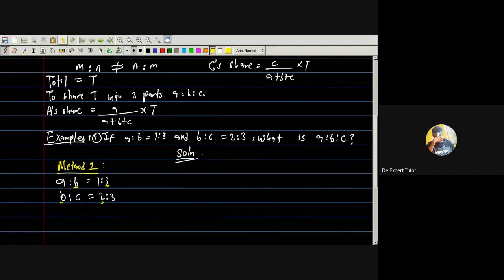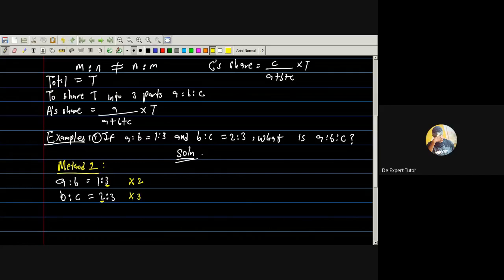Exactly. Now, since you spotted the ratio of B, try to make these two numbers the same. What do you do to make them the same? It's very simple. The 2 that you see here, come here and multiply the whole of this ratio by 2. And the 3 that you see here, come down here and multiply the whole of this ratio by 3.